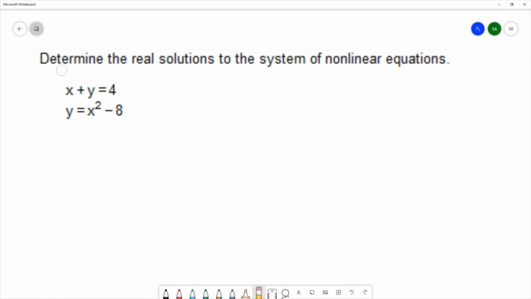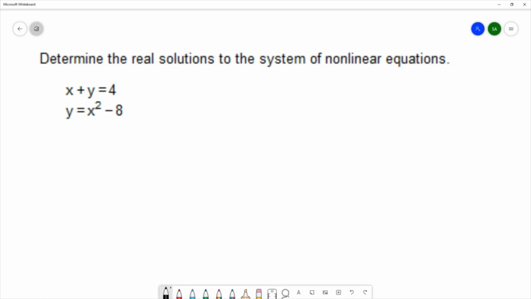In this question, we want to determine the real solutions to the system of nonlinear equations. The system we're looking at is x plus y equals 4 and y equals x squared minus 8. When I start problems like this, the first thing I want to do is think about a visual representation of these equations. This is going to give me an idea of how many solutions I might have.